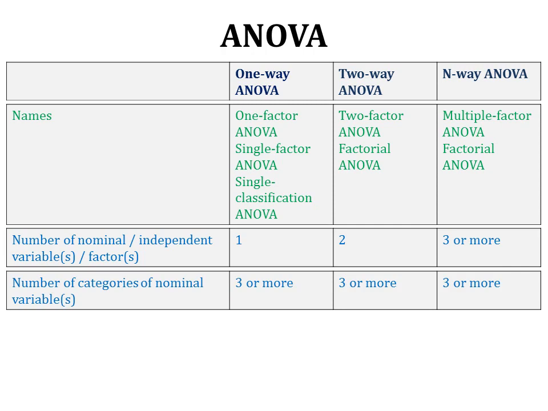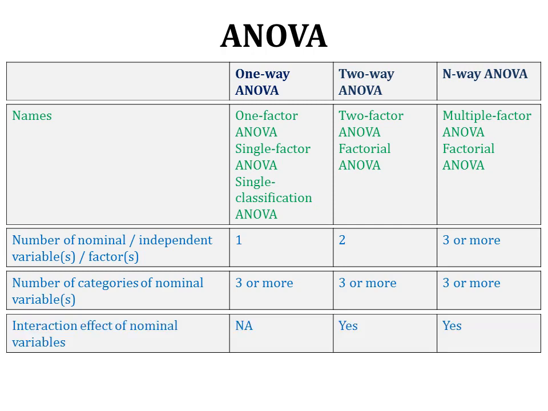Then the number of categories of the nominal variables in one-way ANOVA, it could be 3 or more. In two-way ANOVA, for each of the nominal variables, it could be 3 or more. And in n-way ANOVA, for each of the nominal variables, it could be 3 or more. Then the interaction effect of the nominal variables, because we have only one nominal variable, so there is no point in checking the interaction because there is no other nominal variable. But in two-way ANOVA and the n-way ANOVA, we can have their interaction effect also calculated. So we can see the interaction effects of the nominal variables in two-way and n-way ANOVA.